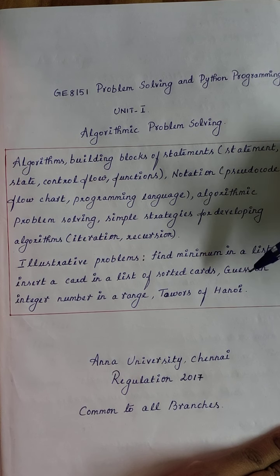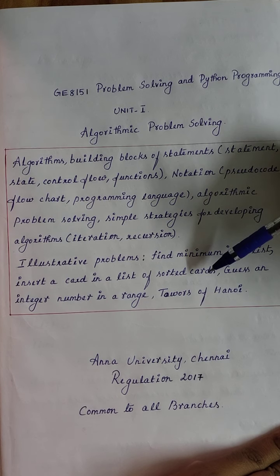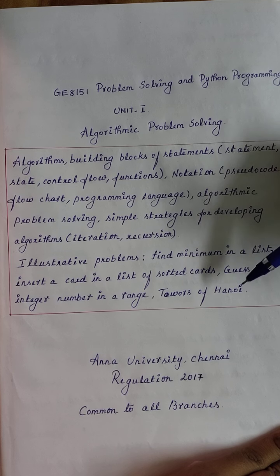Okay, and they have also given some illustrative programs in Unit 1. There are four illustrative programs. One is finding the minimum in a list, the second one is inserting a card in a list of sorted cards, the third one is guessing an integer number in a range, and the fourth one is the Tower of Hanoi. Okay, so in my further videos we are going to see all these topics in detail.